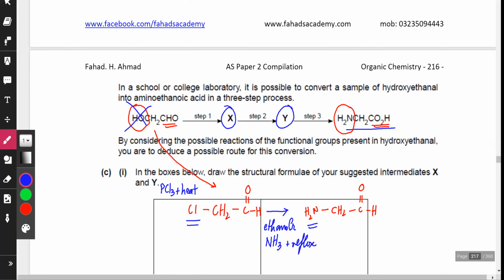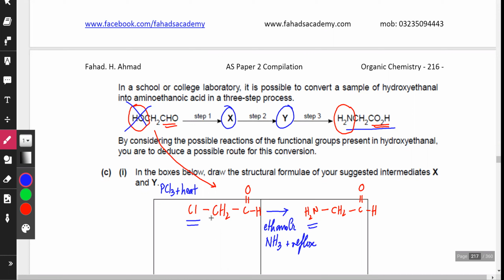Sir, in step 1, if we do not replace OH with Cl, is there no reaction where the NH2 comes and directly replaces OH? Alright. But nucleophilic substitution reactions are for halogenoalkanes, not for alcohols. Right, okay. So you have to convert it into a halogenoalkane.